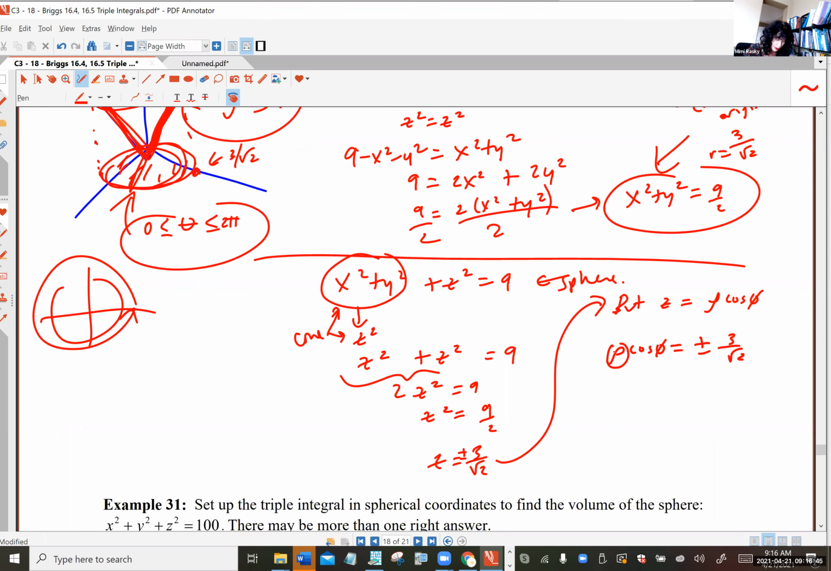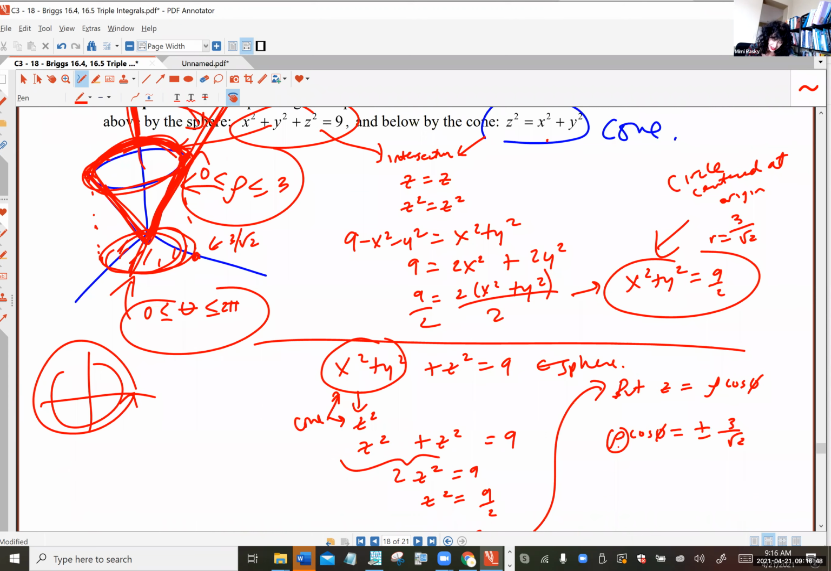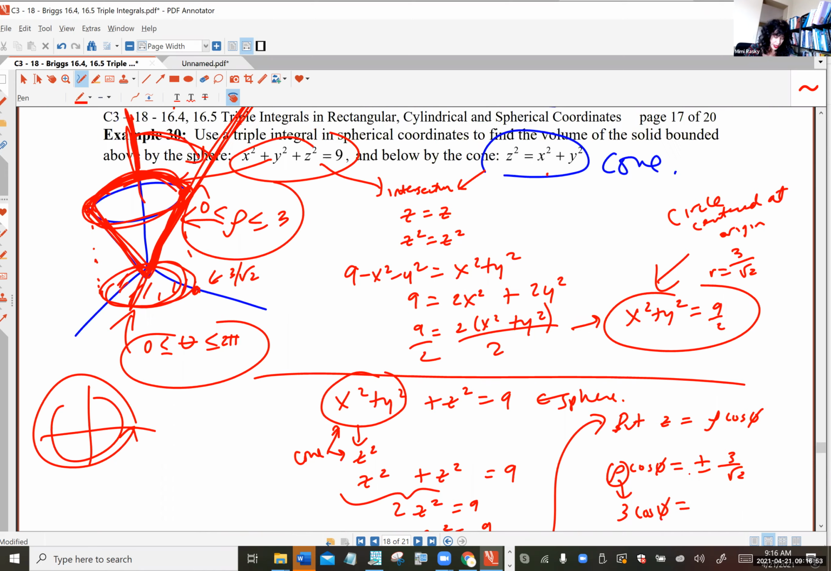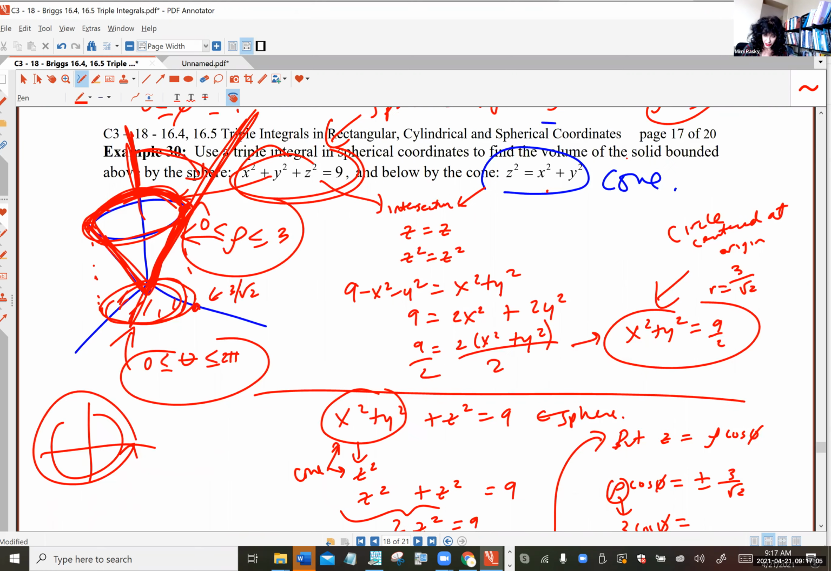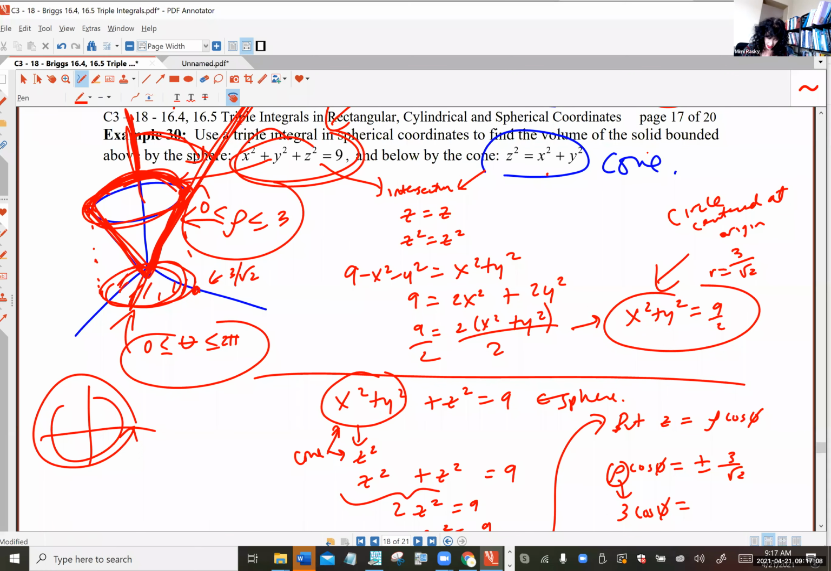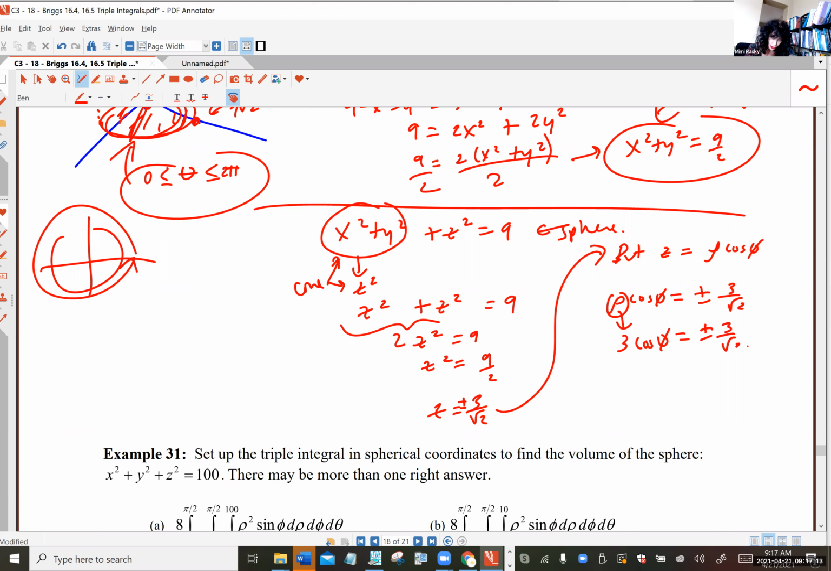But rho, remember, if you're on the sphere, it's 3. If you rewrote the sphere equation in spherical coordinates, it would simply be rho squared equals 9, and then square root it, and you get rho equals 3. That's the equation of a sphere. It's always centered at the origin. So you get 3 cos phi equals plus or minus 3 over square root of 2. Divide out by 3. So cos phi is equal to plus or minus 1 over square root of 2, but that's the same as plus or minus square root of 2 over 2.